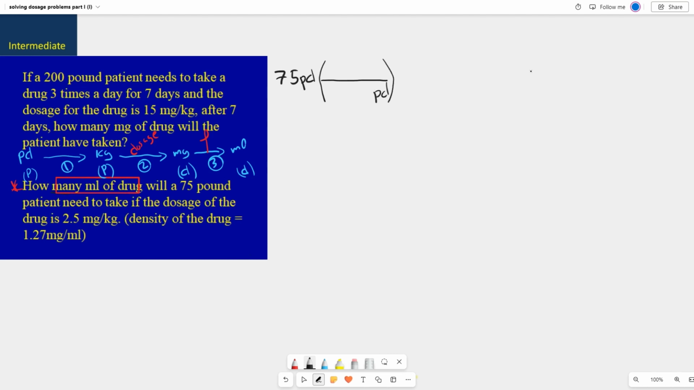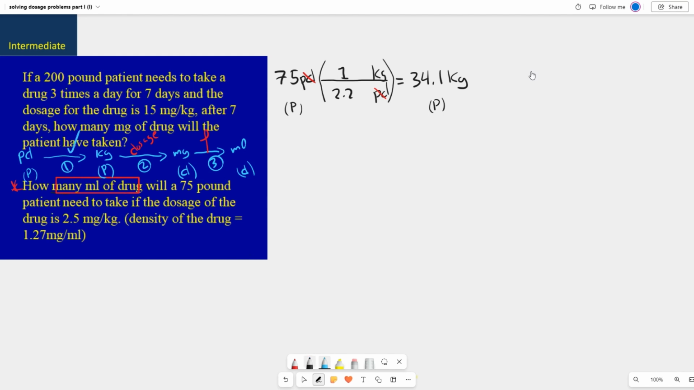Put pounds on the bottom so it cancels out, kilograms on the top. 2.2 pounds for every 1 kilogram. Pounds and pounds cancel. And a 75-pound person, if you multiply by 1 and divide by 2.2, weighs 34.1 kilograms. And again, this is still mass of person. So we know that we're not talking about mass of drug here. So that's the first step that we completed.